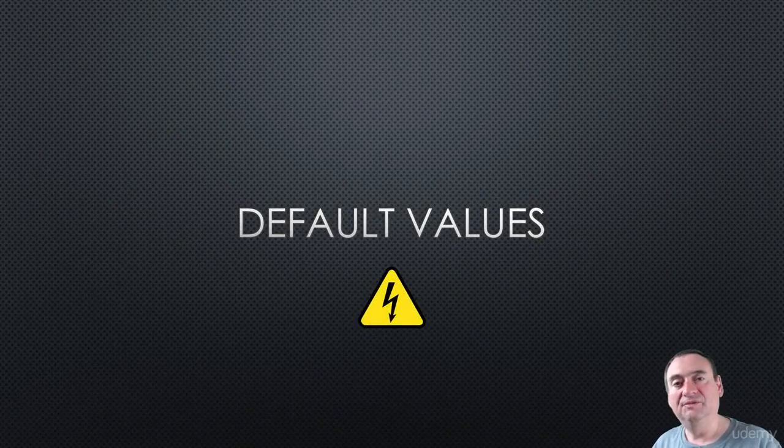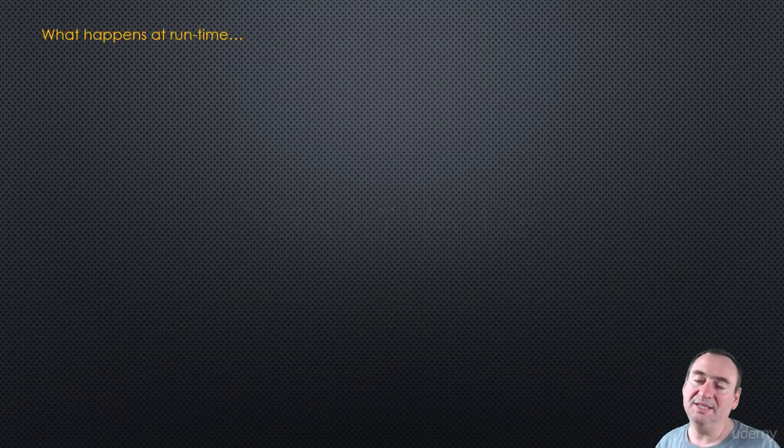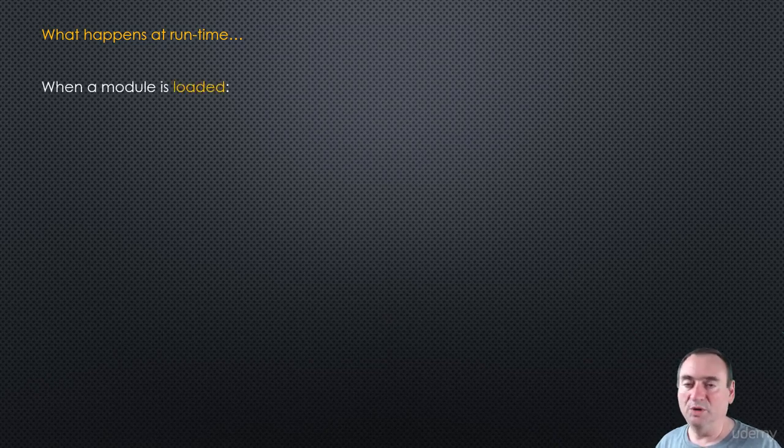Hi, in this video we're going to talk about default values, and in particular we're going to talk about an issue that can come up. So first, let's see what happens at runtime when a module is loaded. Now, it can happen in different ways. Maybe you're importing the module from another module. At that point the module is being loaded, if it's the first time you're importing it.